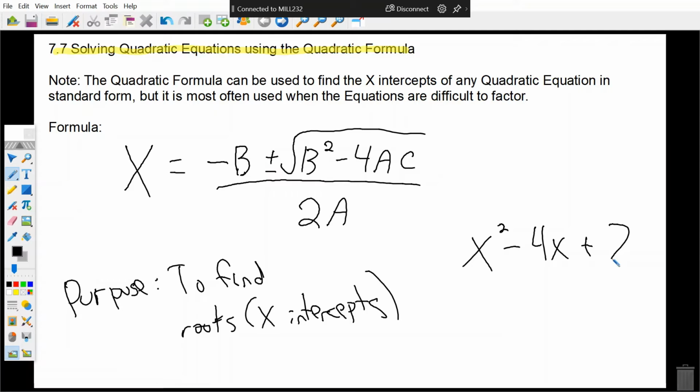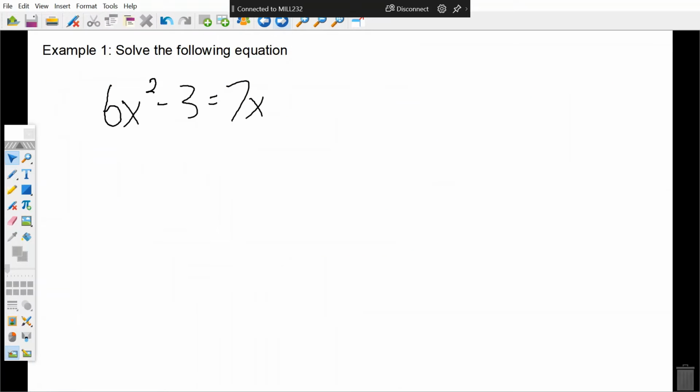Okay? So let's take a look at the formula, I should say. It is x equals negative b plus or minus the square root of b squared minus 4ac, divided by 2a. It looks daunting at first, but once you just plug the numbers in, your calculator will do most of the work. So let's take a moment and try it, okay?